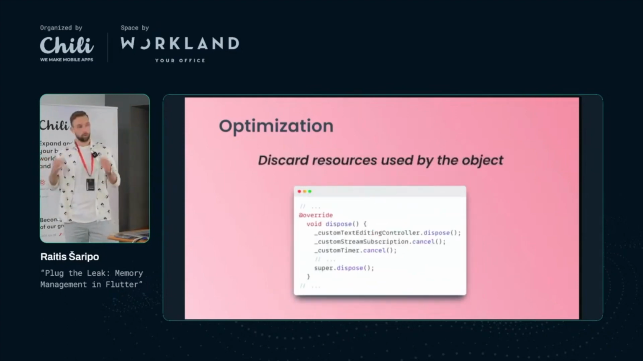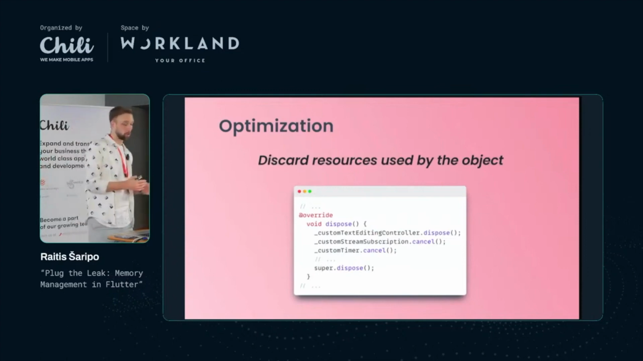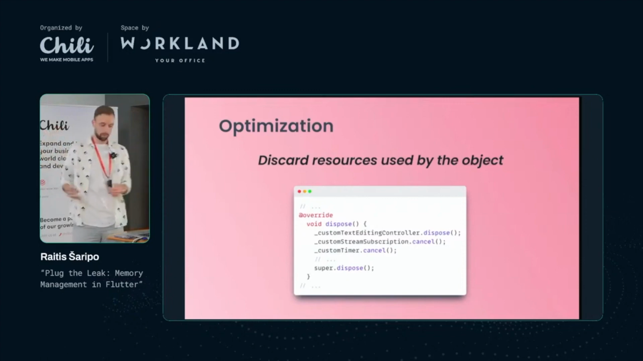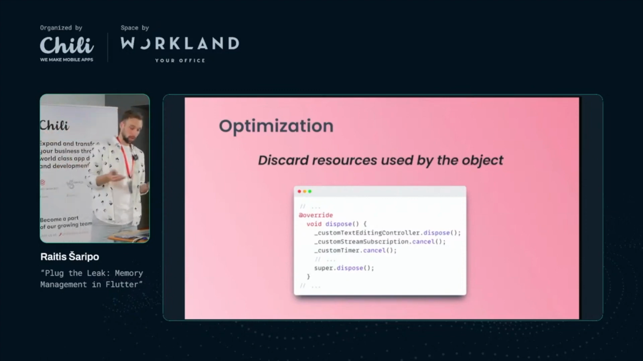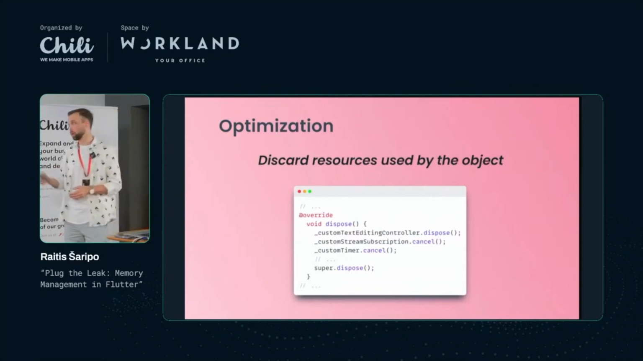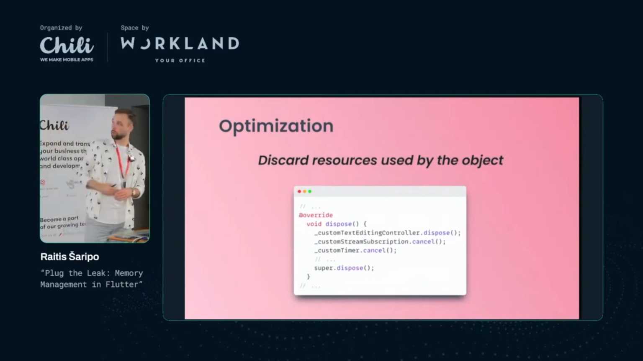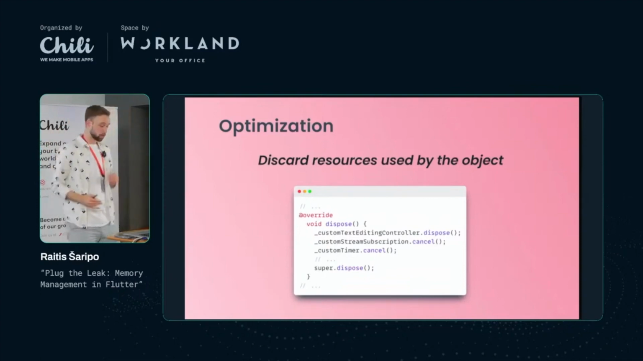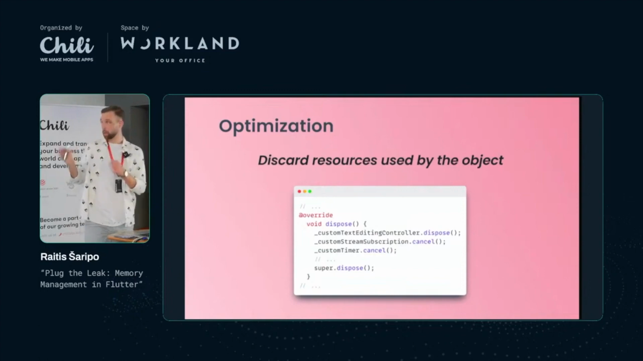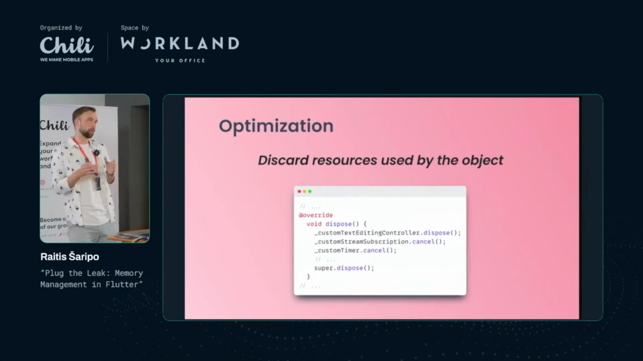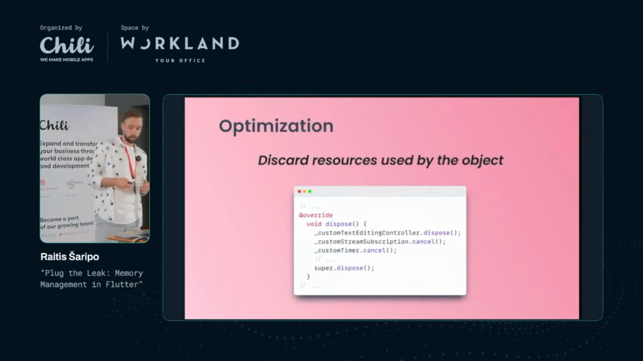The obvious one, you need to discard the resources used by the object in the dispose method of, for example, a stateful widget. As you can see in the code snippet, you have to dispose of the text editing controller. You can cancel subscriptions, close sinks, and so on. This is manual work, but it's highly effective, so you just have to be aware of it, not to forget to do it.